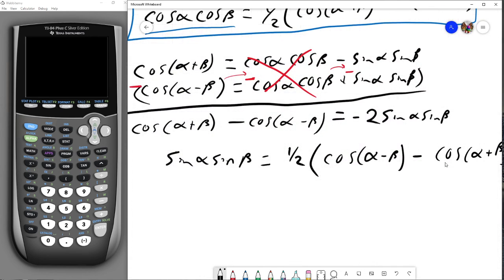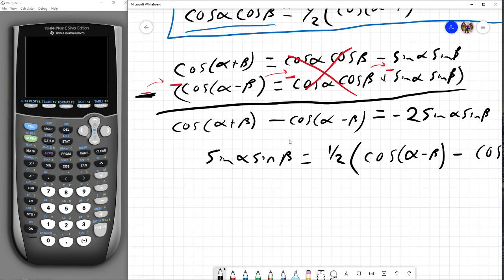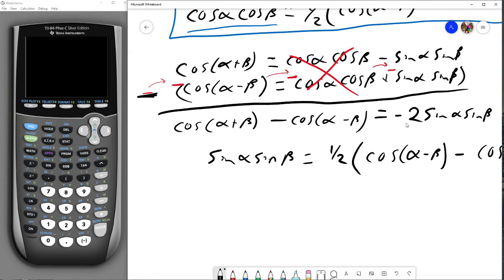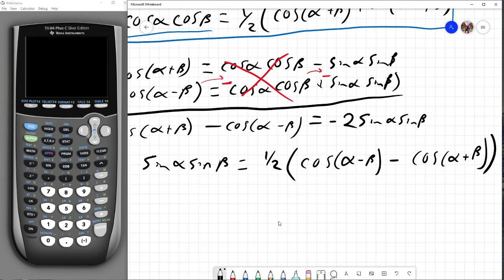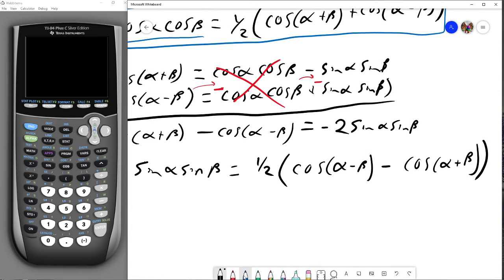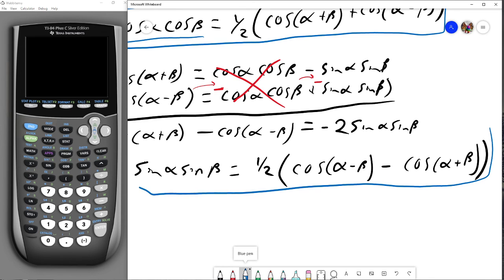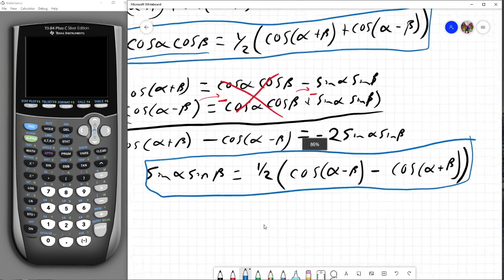So this right side is going to be rearranged because, as I said, I'm distributing that negative across. So we divide both sides by the -2, so that's why we got the half, and then I decided I'm going to distribute that negative to what's being multiplied. That way we get something simpler. Alright, and that is actually our third identity. So there are 3 product to sum identities.